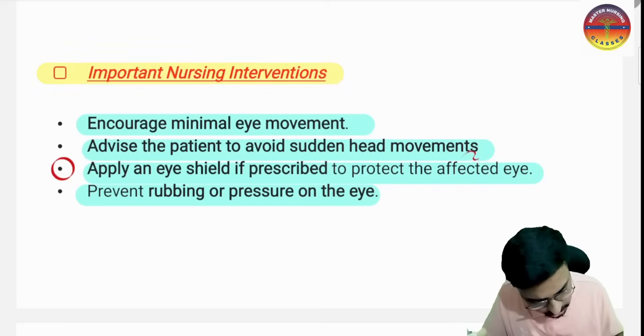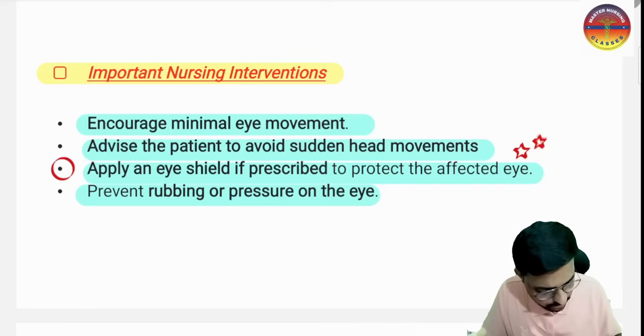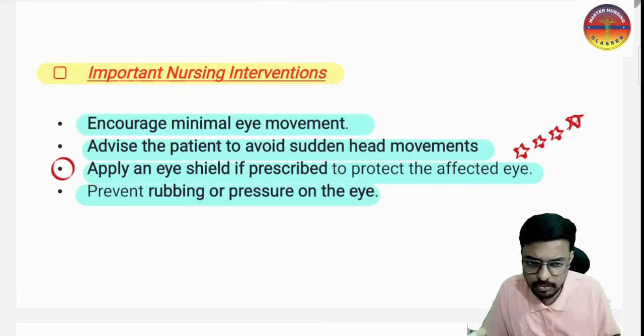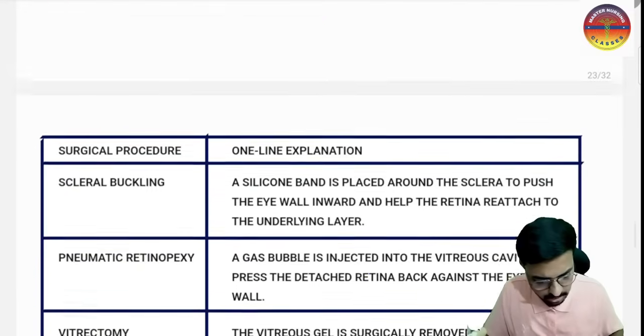In this, the most important one is to apply the eye shield. This will help prevent further detachment of the retina. This is a very important point you have to keep in mind. I hope it is clear.